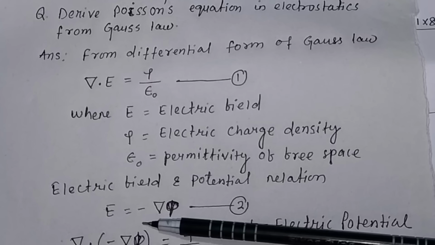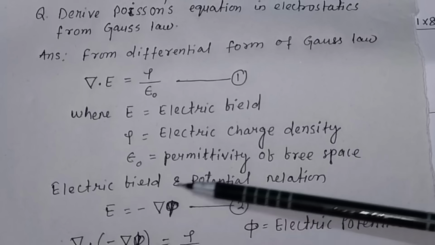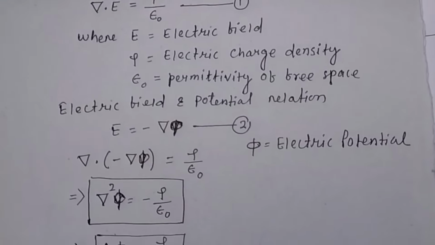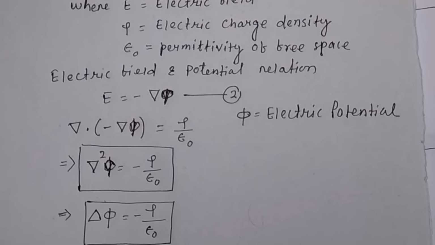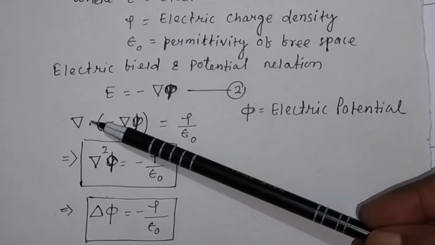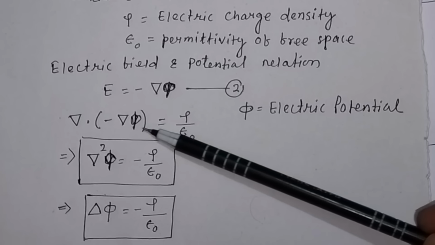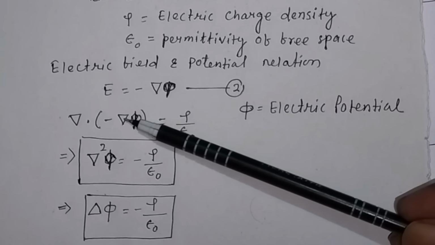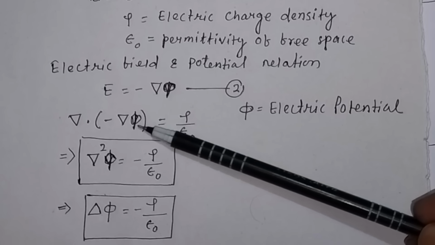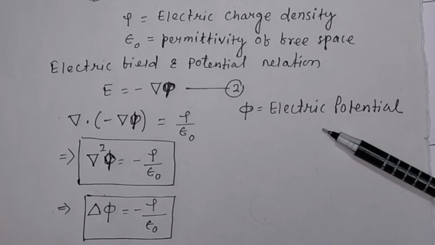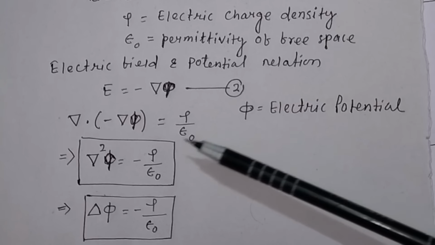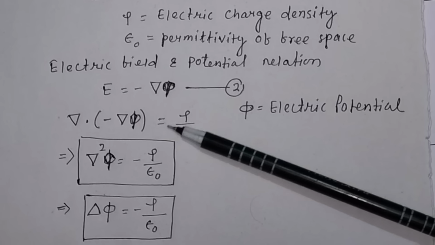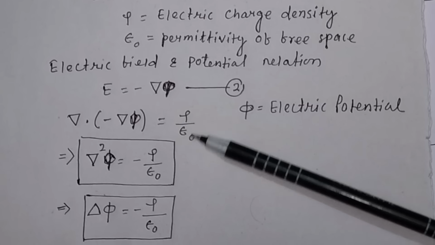Now you substitute from equation 1 and 2, and you may write that del of, this is the divergence, so divergence of the gradient of phi. Here you see the negative sign, so minus of gradient of phi. Phi is your electric potential. So divergence of gradient of phi will be equal to 1 by epsilon 0 times rho.